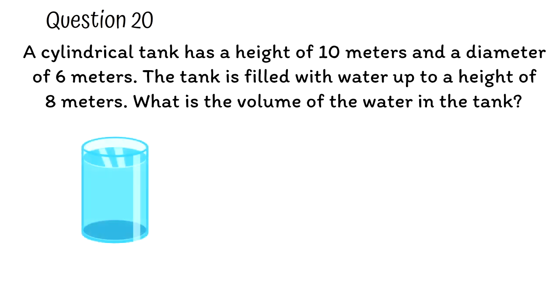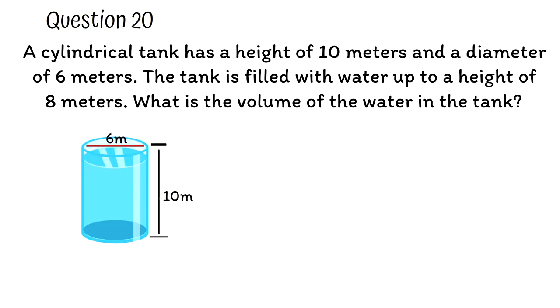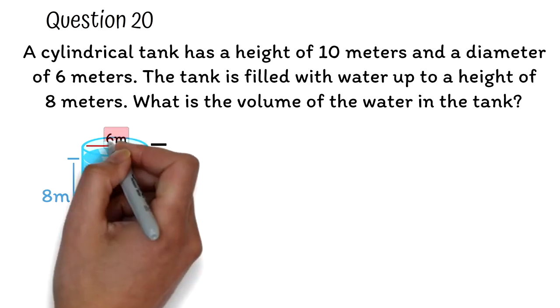Take this as our cylinder. The height given is 10 meters and the diameter is 6 meters. The water is only filled to 8 meters of the height of the cylindrical tank. Note that liquids take the shape of the container in which they fill. So the diameter of the water will be the same as that of the cylindrical tank, which is 6 meters.